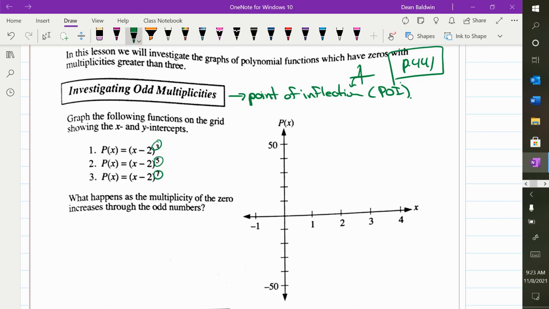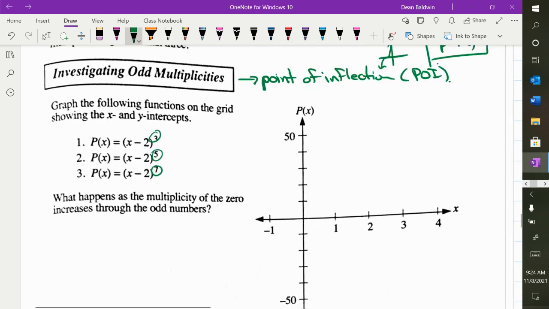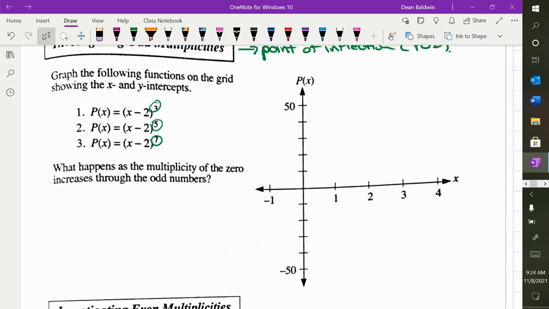Okay, so what do you think happens if the odd multiplicity increases? Like if we go from 3 to 5 to 7, what do you think happens? It would just rise faster. That's all that happens. Well, the flat part's the same. So these all have x-intercepts of 2. But if I did the y-intercept here, that's when x is 0. That's going to be negative 2 cubed, which is negative 8.